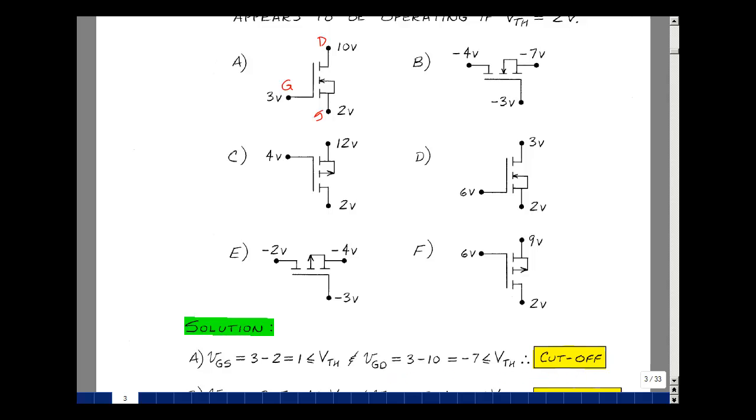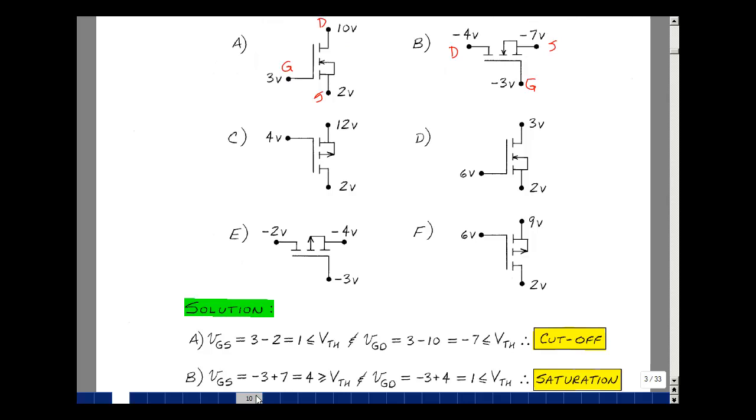Take a look at the second transistor. It's also an N-channel. Here's my gate, source, and drain. Let's find the gate to source voltage. So it's going to be minus 3 minus a minus 7. That's down over here. And that's 4 volts, and that's greater than 2.